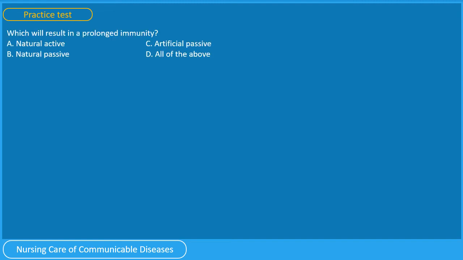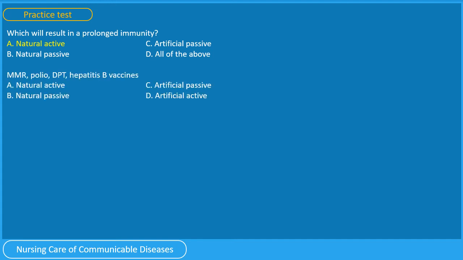Pause this video, gather your thoughts, and when you are ready, let us have a practice test. Which will result in a prolonged immunity? A. Natural active, B. Natural passive, C. Artificial passive, or D. All of the above. You have 5 seconds. Passive immunity will afford short protection. Therefore, the answer here is A. Natural active.